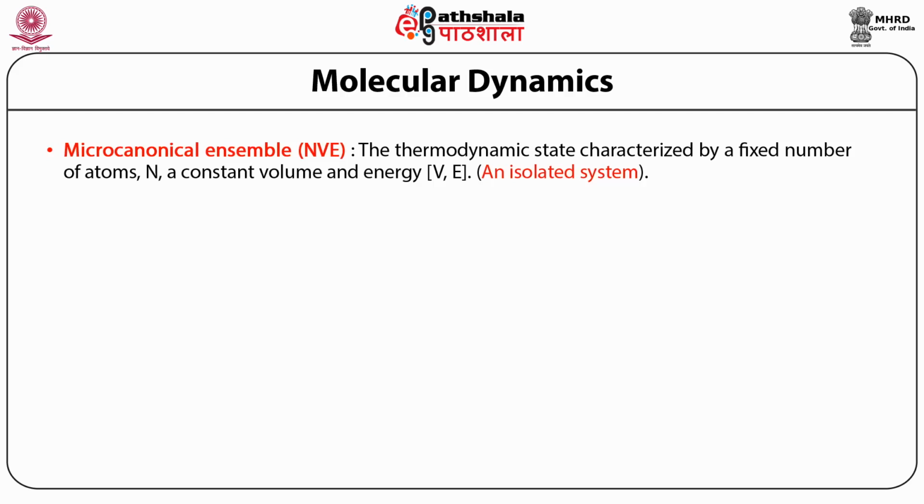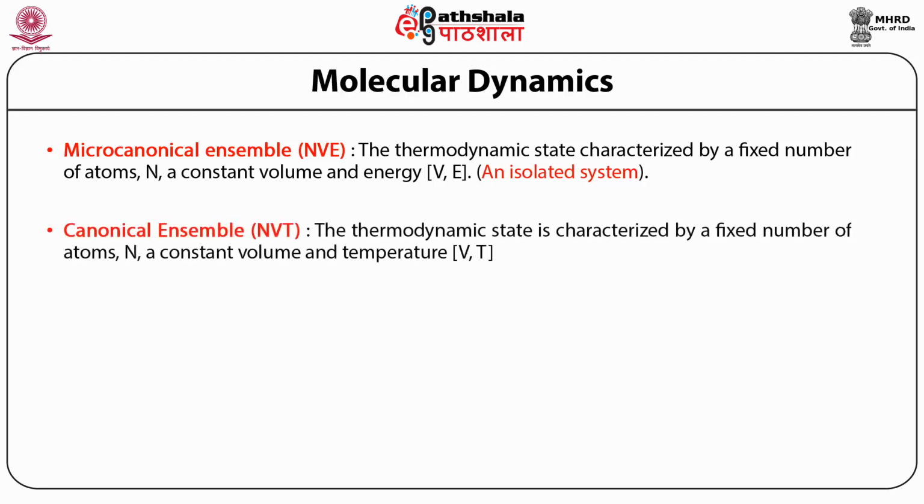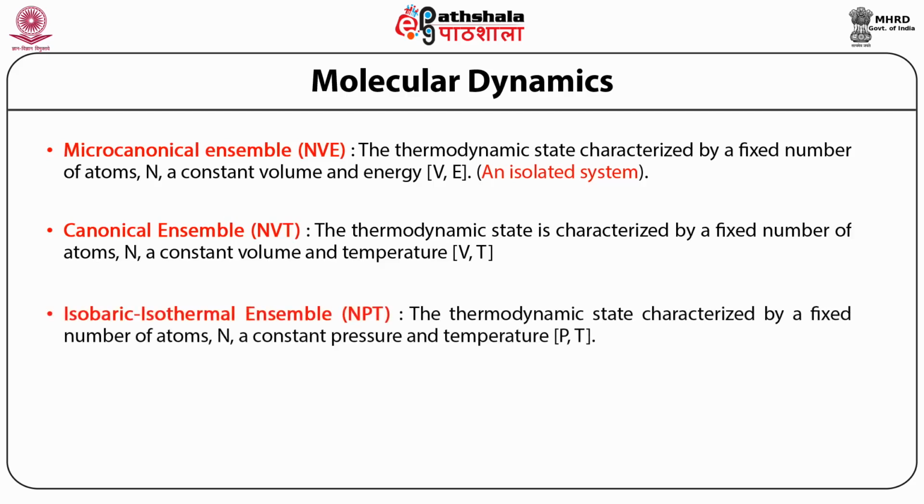Another one, which is most commonly used by almost every user of molecular dynamics programs, is the canonical ensemble. Canonical ensembles can be NVT or NPT, where NVT is a state characterized by a fixed number of atoms, a constant volume and temperature, hence it exchanges heat with the environment. Also, the NPT of the canonical ensemble can be called an isobaric isothermal ensemble, the thermodynamic state characterized by constant pressure and temperature with a fixed number of atoms.